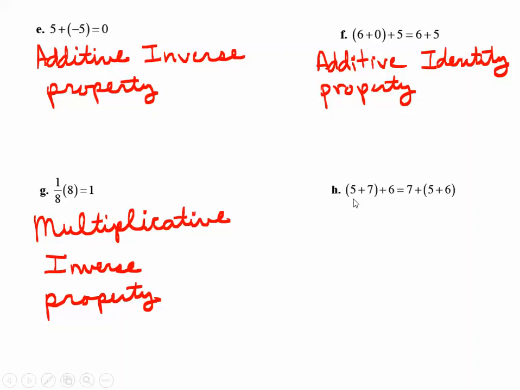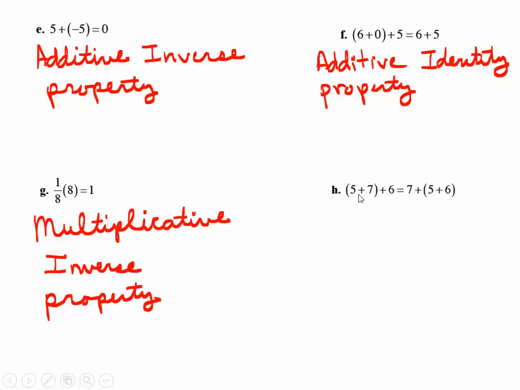So let's look at the numbers themselves first. 5 plus 7 plus 6. This is 7 plus 5 plus 6. Huh, that's weird. Okay, so let's see. It looks like the 6 is in the same position, but it looks like the 5 and the 7 switched. That'd be commutative. But then also the parentheses also switched.